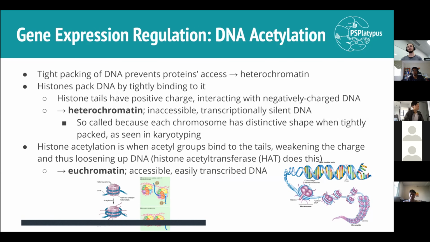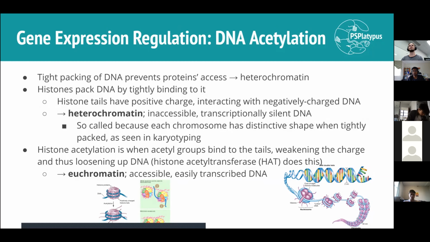Okay, now we're on to gene expression regulation. So we've just gone through translation. Now we're going to talk about a few ways that the cell controls how DNA is expressed. Yeah, and this is more low yield, as James has just reminded me. So I'll just go through it very quickly. So one thing you have is called DNA acetylation.